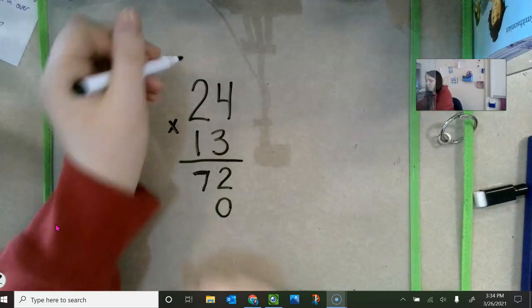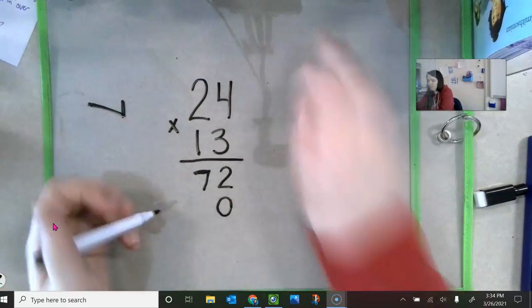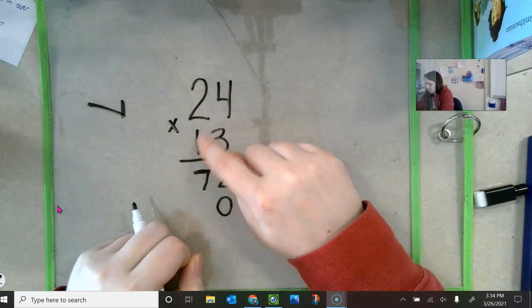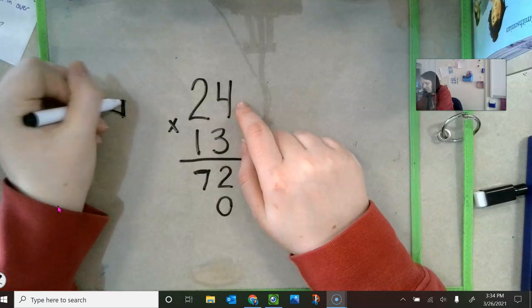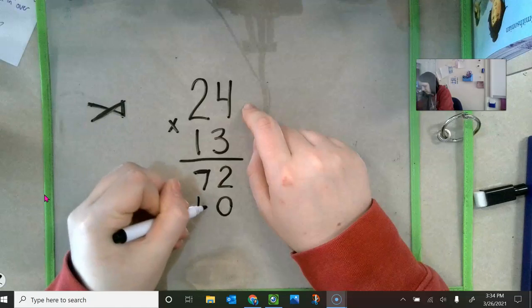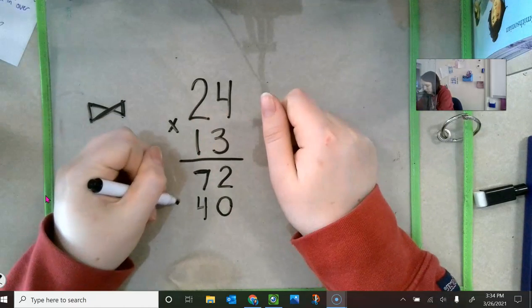For you, if you are using paper, you can always just cross it out. But since I'm using my write and wipe, I'm going to erase it. I'm going to do 1 times 4. That's this part of our bow tie. And then the last part of our bow tie is 1 times 2.